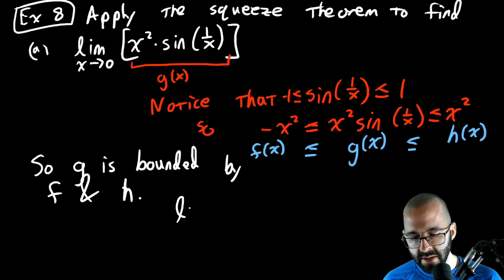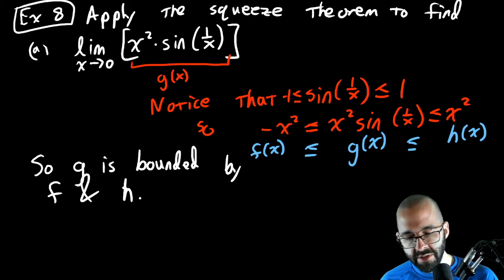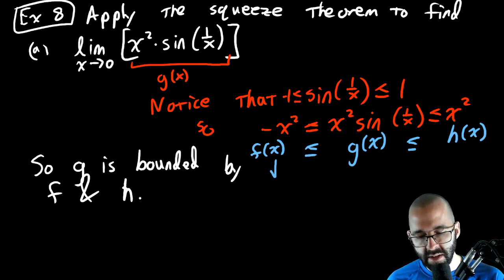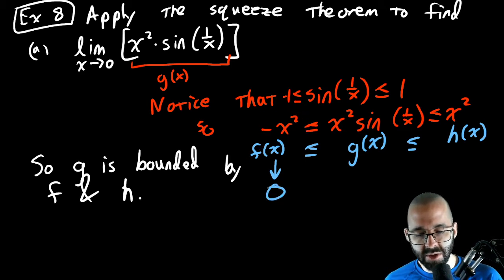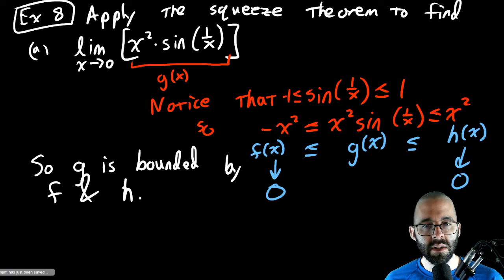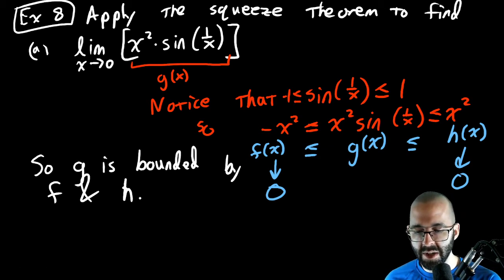Right? The limit, right? F, what is F doing? As x approaches 0, this is a polynomial. So this approaches 0. This is a polynomial too. So H also is approaching 0. So G is getting squeezed, is what's happening.